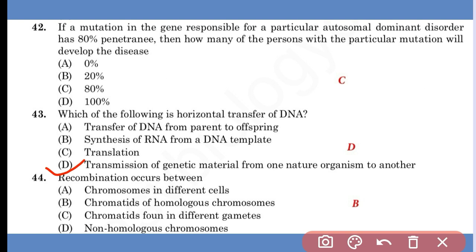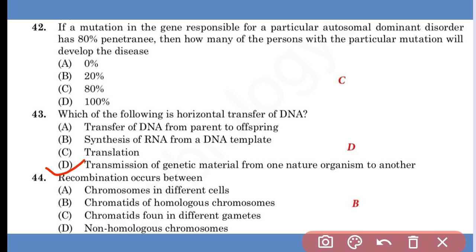Transformation, conjugation and transduction. In transformation, two cells are there, one acting as a donor and another acting as a receptor. The donor cell's cell-free DNA is accepted by the receptor and recombinant cells are produced. In conjugation, cell to cell contact is there between donor and recipient, and because of the F plasmid or fertility factor, they become recombinant.